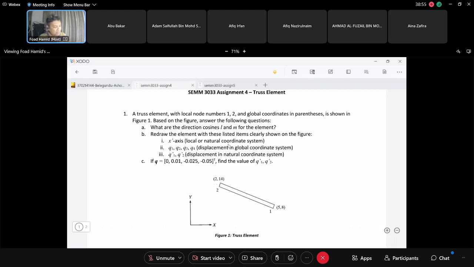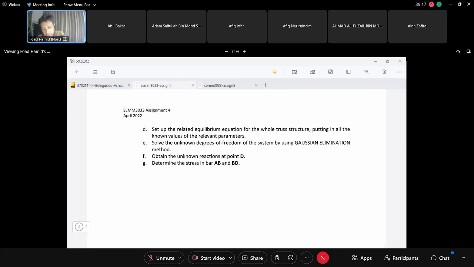Anyway, since nobody is trying to answer my question, I'm assuming that you understand. So let's do this assignment number 4, question number 1. The question is, what is the direction cosine of L and M for the element? Okay, so let's do this.